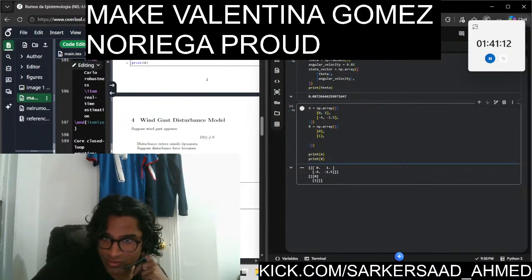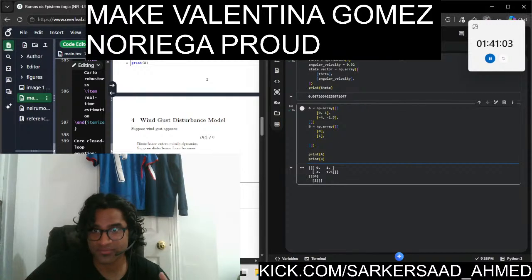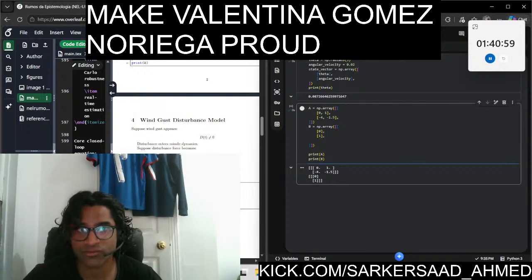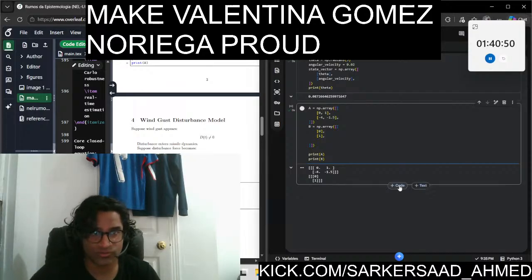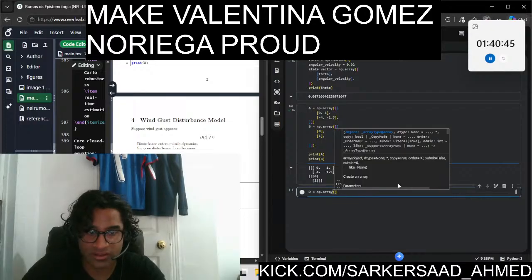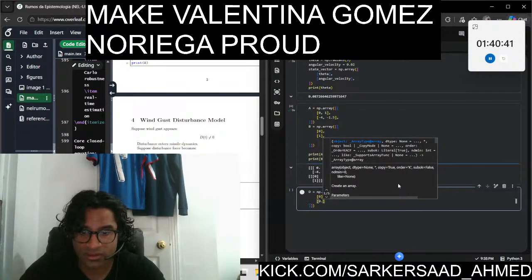So, wind gust disturbance model. Suppose the wind gust appears, meaning d of t is not equal to 0. So the disturbance does exist, right? If the disturbance were to enter the missile dynamics, then suppose the disturbance forces become d of t is equal to 0, 0.4. This disturbance will affect the angular acceleration dynamically. And for writing 0 and 0.4, I'm just going to write d is equal to np.array 0 and 0.4.